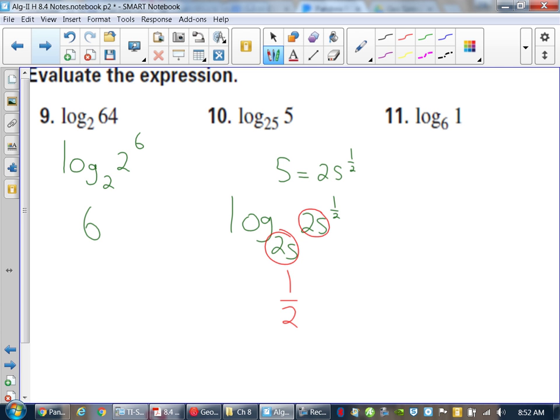Yeah, Trey. Look at that. Because how can you put 5 to the 1/2 and 25? I'm not saying 5 to the 1/2. What I'm saying is 5 is 25 to the 1/2, because 1/2 means square root. That's what I'm getting at. Does that make sense?